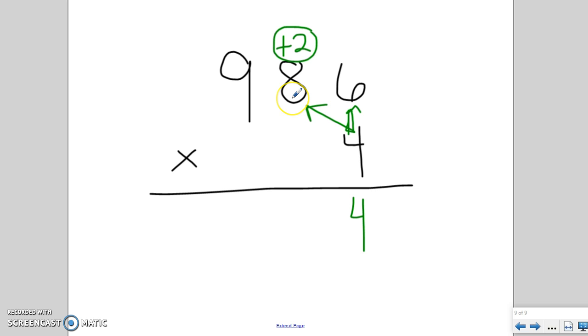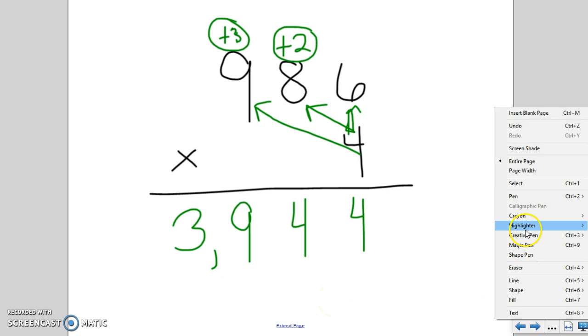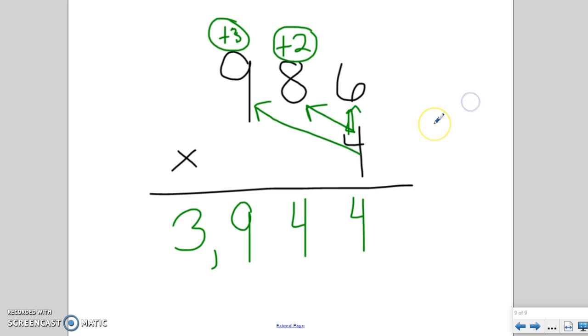Well, 2 times 8 is 16. So double that, we get 32, plus 2 more is 34. So right here, I'm going to put a 4 down, and I'm going to carry my 3 next door. And then, of course, my last step is going to be 4 times 9, which is 36. And since that's the end of my problem, I can put them both down, and I'm going to stick in my comma.